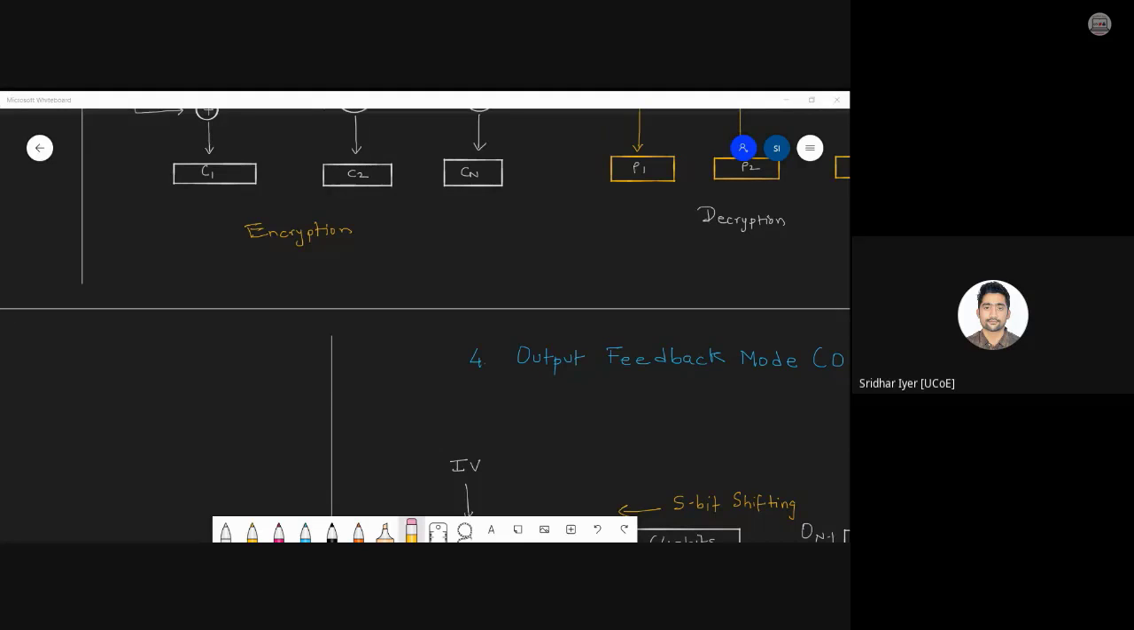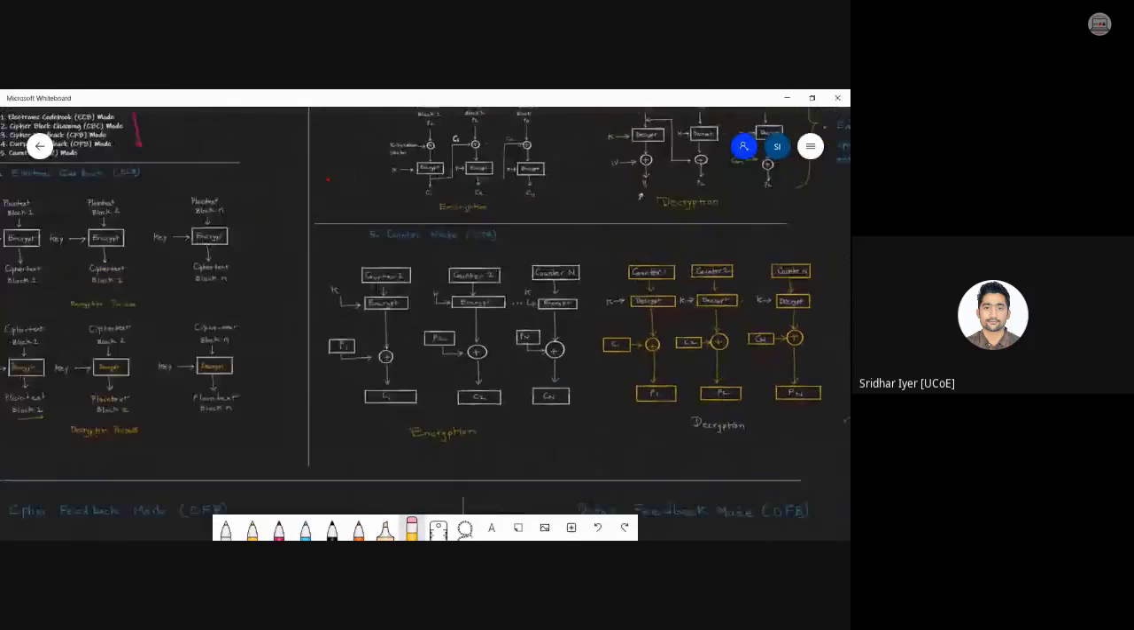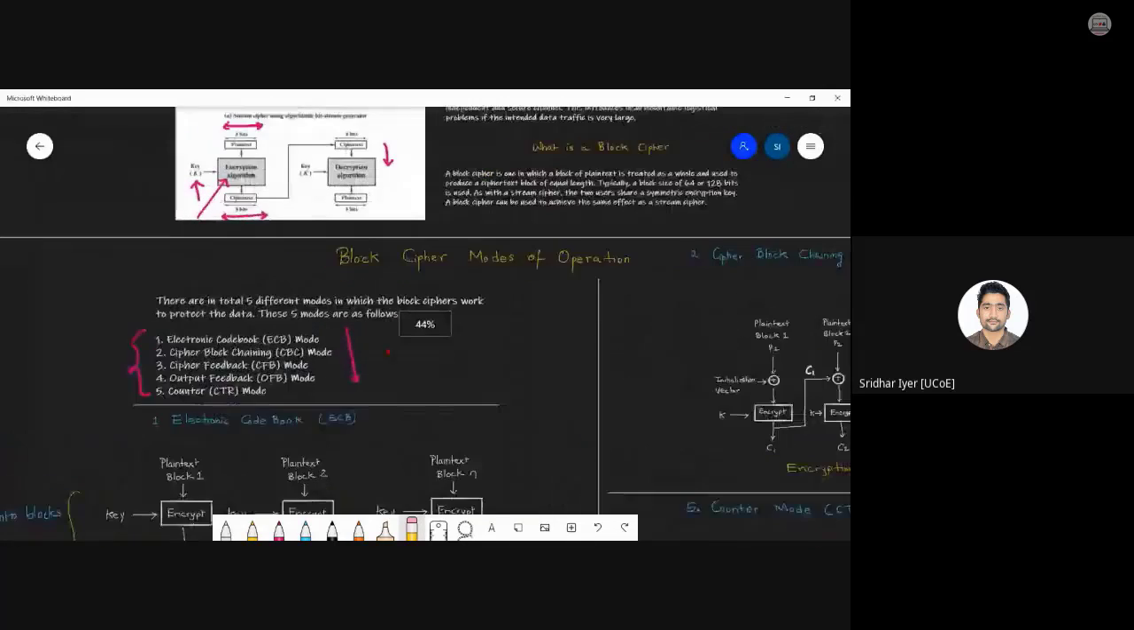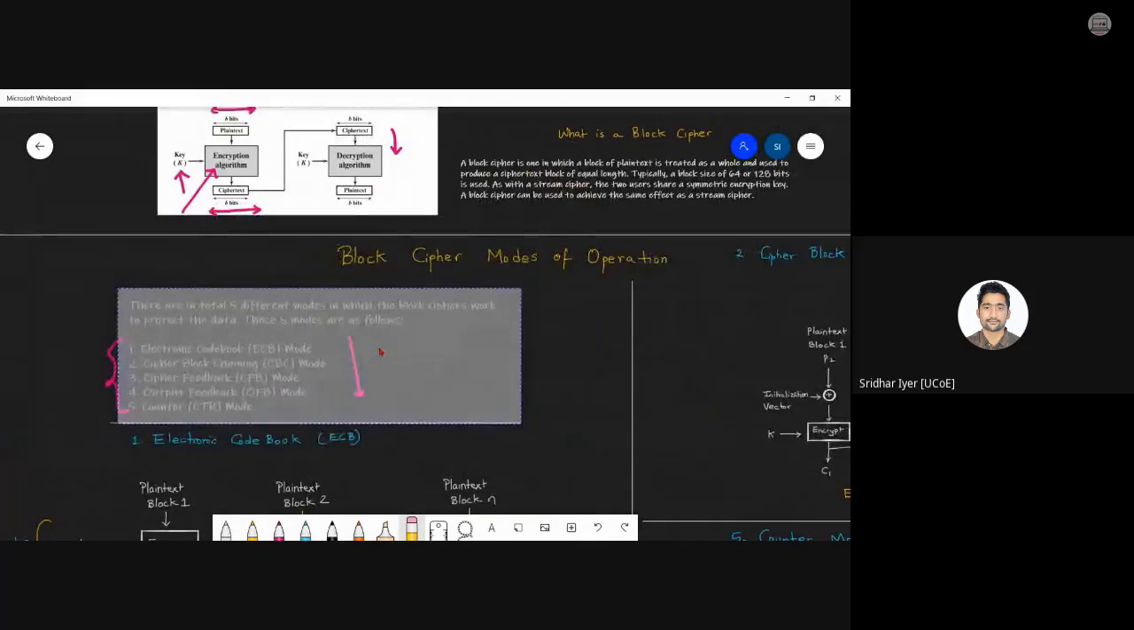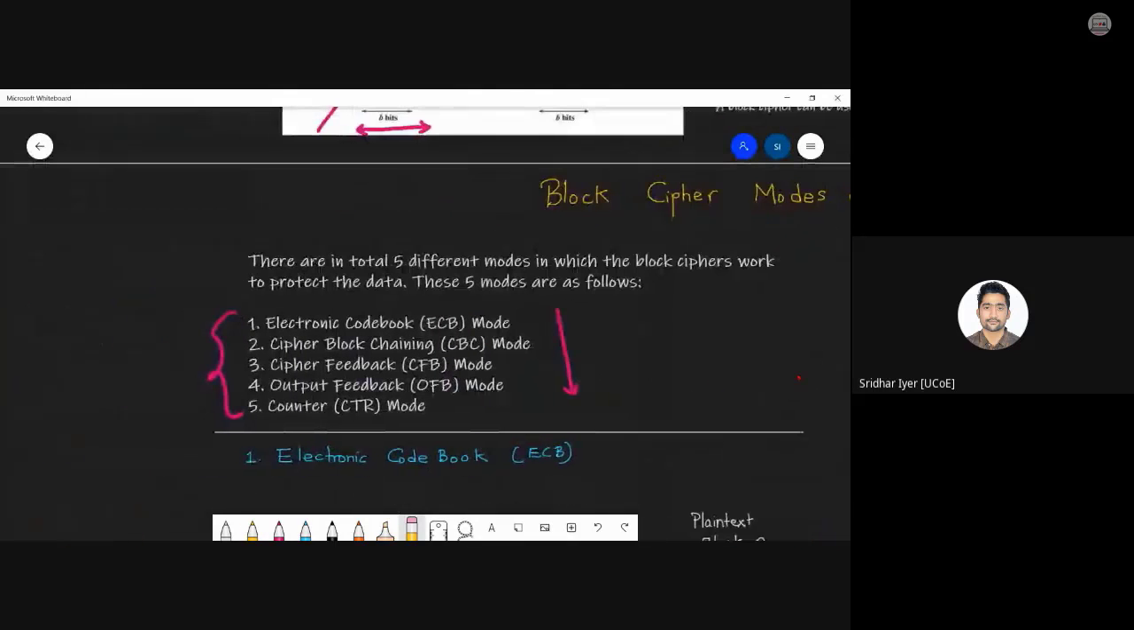Fine. So now we have seen all 5 modes of operation. I will quickly give a brief review, a summary. Electronic Code Book: in ECB, we divide the entire plaintext by first calculating the block size, and then depending upon the block size, we divide the plaintext into that many blocks and encrypt each of the blocks separately. So there is no relationship between block 1 and block 2. There is no chaining concept involved here.